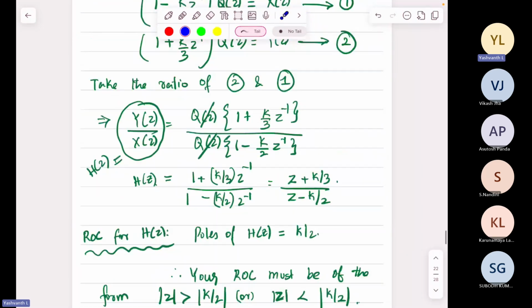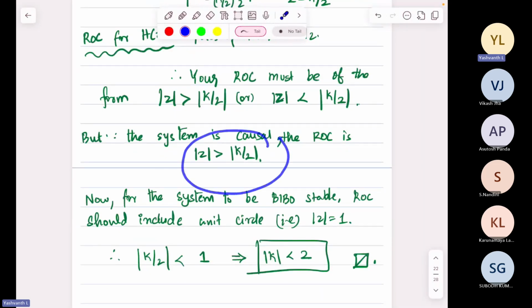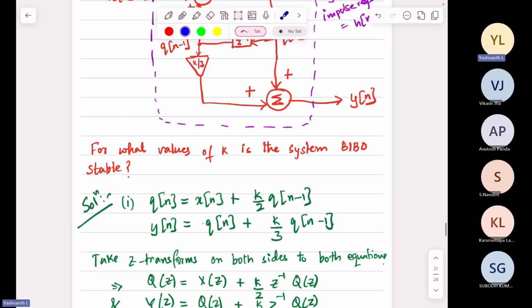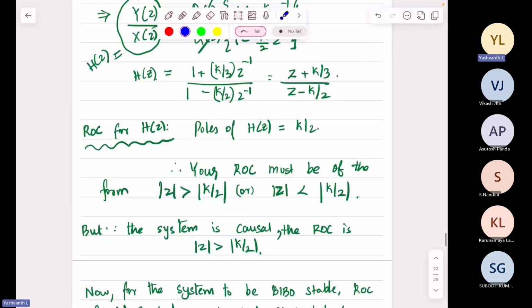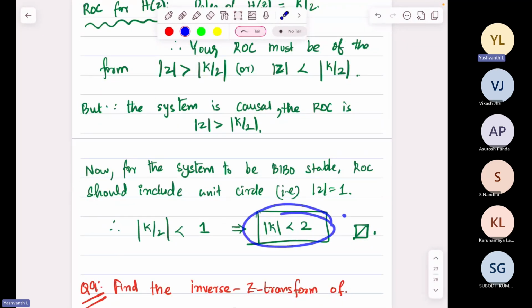Same logic here also. My ROC is mod Z greater than K by 2, but if it has to be stable, this mod K by 2 should be less than 1, or K should be less than 2. Then the system will be stable. So the question was: for what values of K is the system BIBO stable? The answer is mod K should be less than 2. Then the system is BIBO stable.